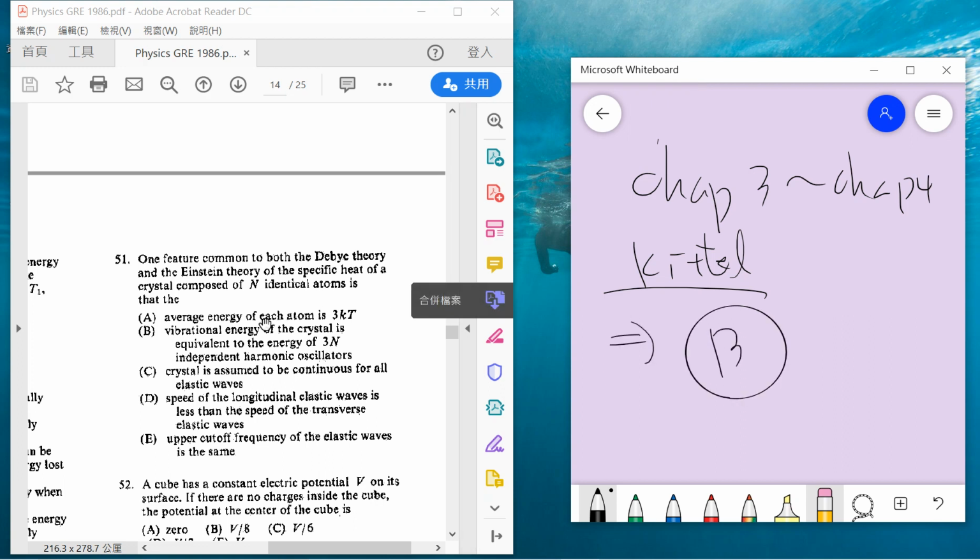What is common is that they both use 3N independent harmonic oscillators. What differs is basically their distribution functions. What they use is different. The Debye and Einstein difference is the energy distribution. But they both use the simple harmonic 3N independent harmonic oscillators, and you can go check the details.